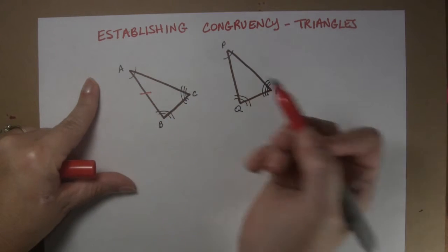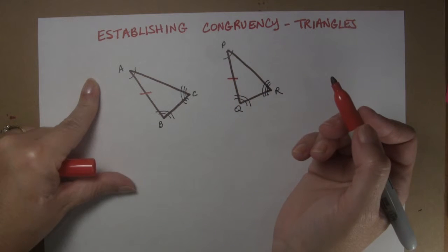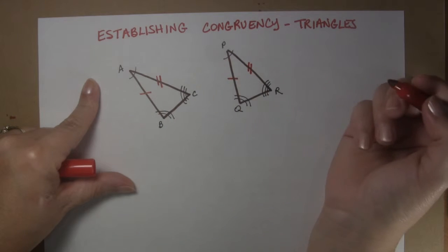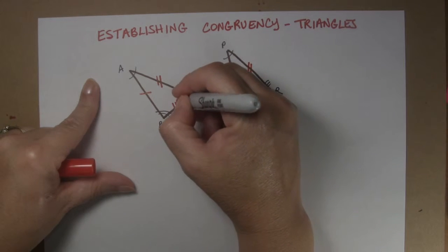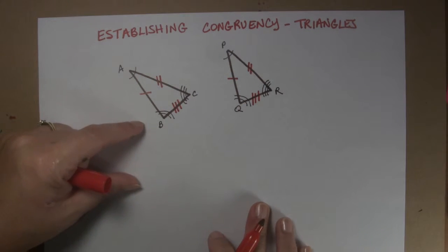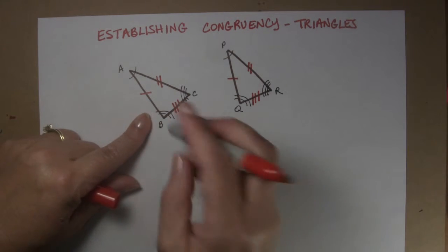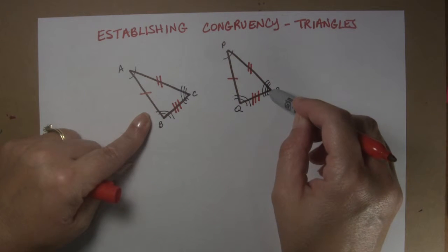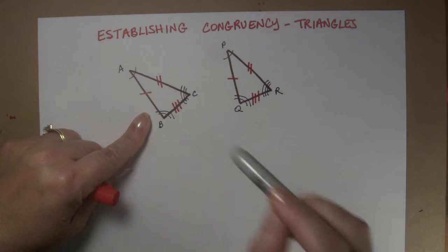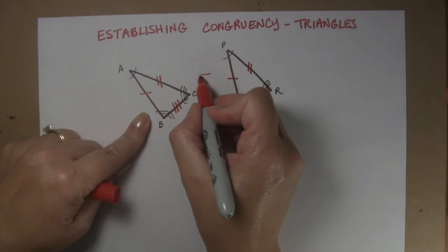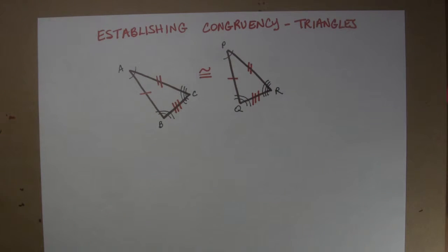You need to prove that line segment AB is congruent to line segment PQ. You need to prove that line segment AC is congruent to line segment PR. And you need to prove that line segment BC is congruent to line segment QR. If you prove that all three angles from one triangle are congruent to all three angles in the other triangle, and you prove that all three sides of one triangle are congruent to all three sides of the other triangle, then you can state quite definitively that those are congruent triangles.